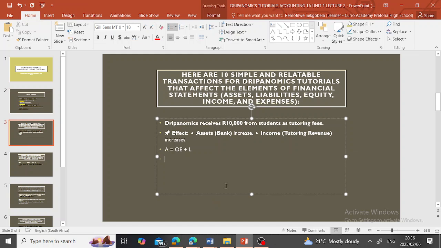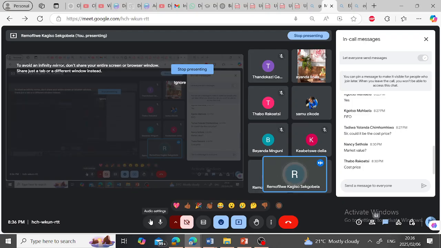So in this context, what's happening? We're receiving 10,000 from students as tutoring fees. So what accounts are affected? Let us think. When you receive money, what is happening? We are receiving cash. Assets increase. Which type of asset is increasing, Teboho? Which one in particular? A bank.